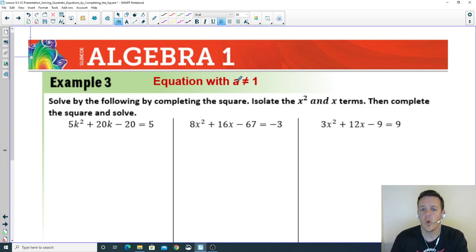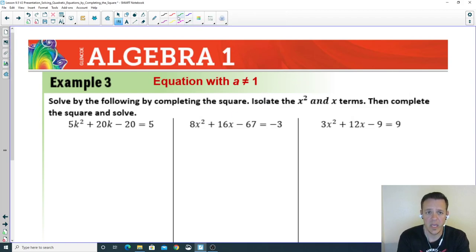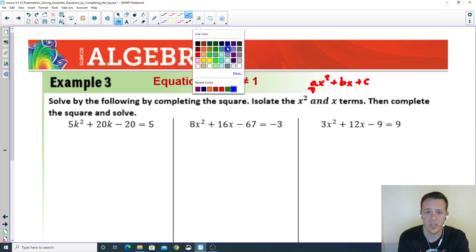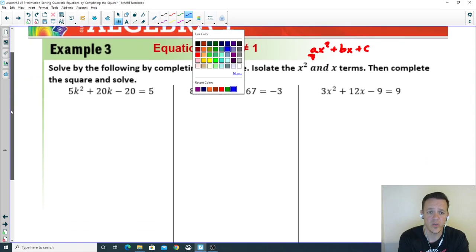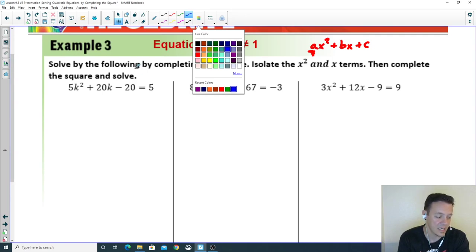We're looking at an equation where a is not 1. If you remember the standard form equation, it is ax squared plus bx plus c, and we're looking for anything where a is other than 1. In the previous video we had everything as 1. This one's a little different. The setup at the beginning is exactly the same.